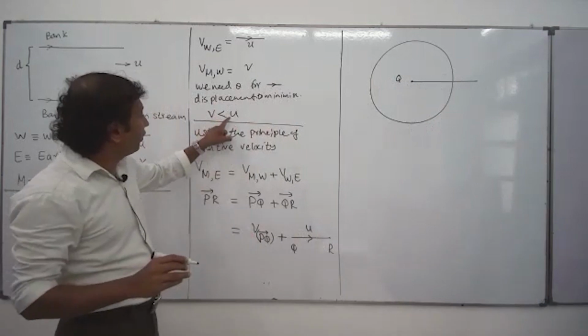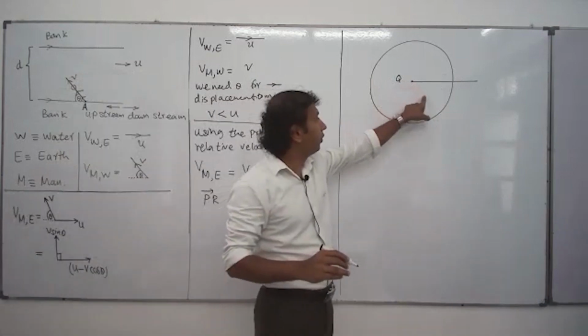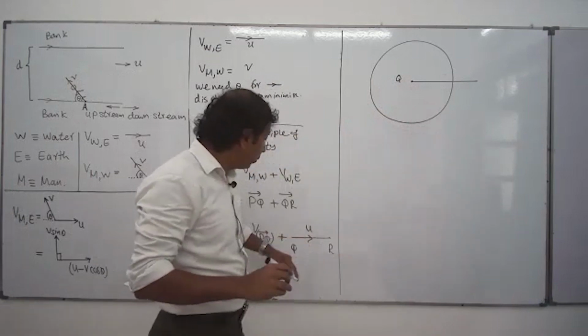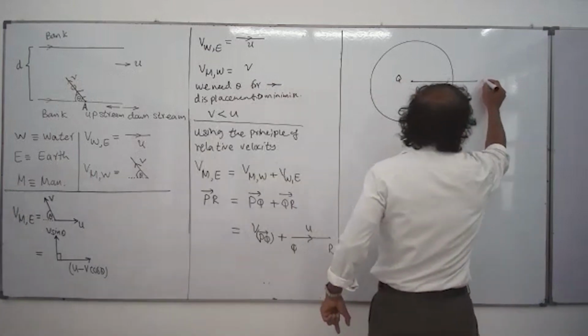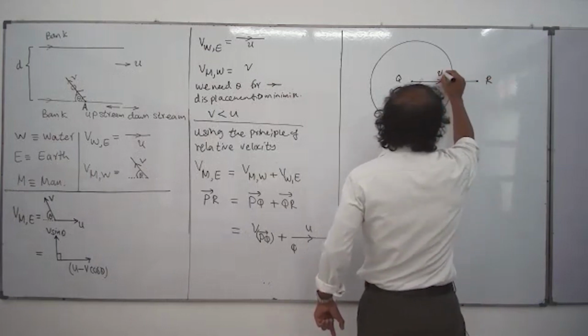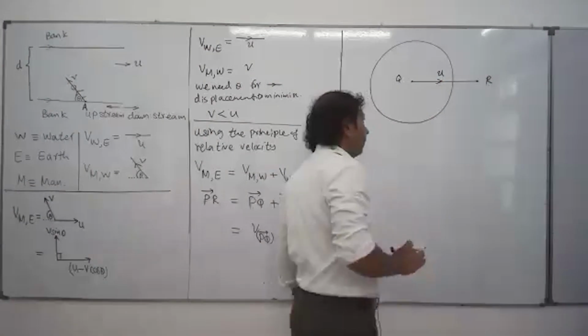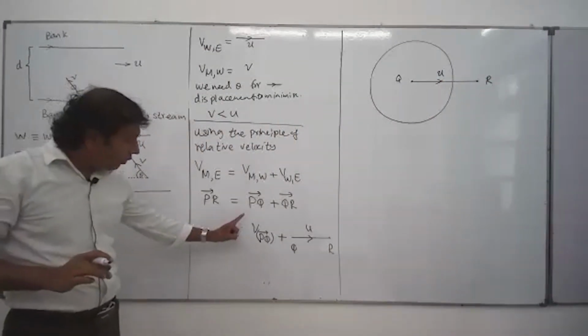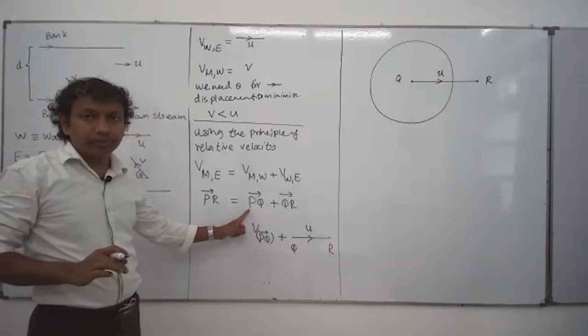But we know, people, V less than U. This radius is V. V less than U means U is this velocity, no? R is here. This is now U. This radius is V. Right. Now, to draw the triangle, people, we need to find the point P.